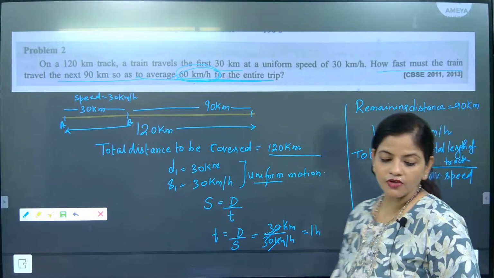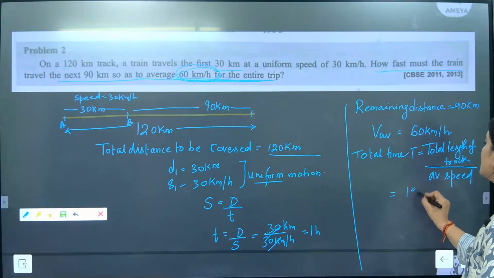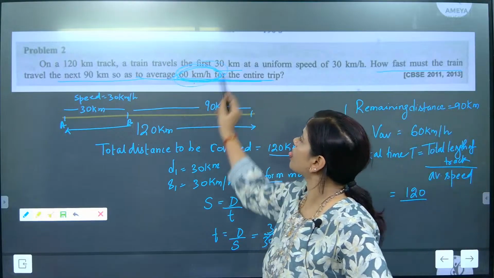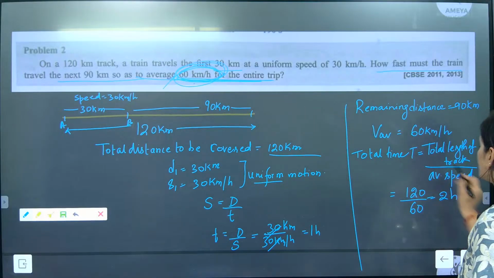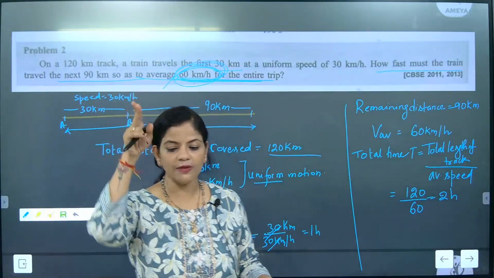What is the total length of track? 120. Because they are given average velocity. And what is the average speed given, beta? 60. So now how much time it is taking? 2 hours. Bingo. We got one very important clue.